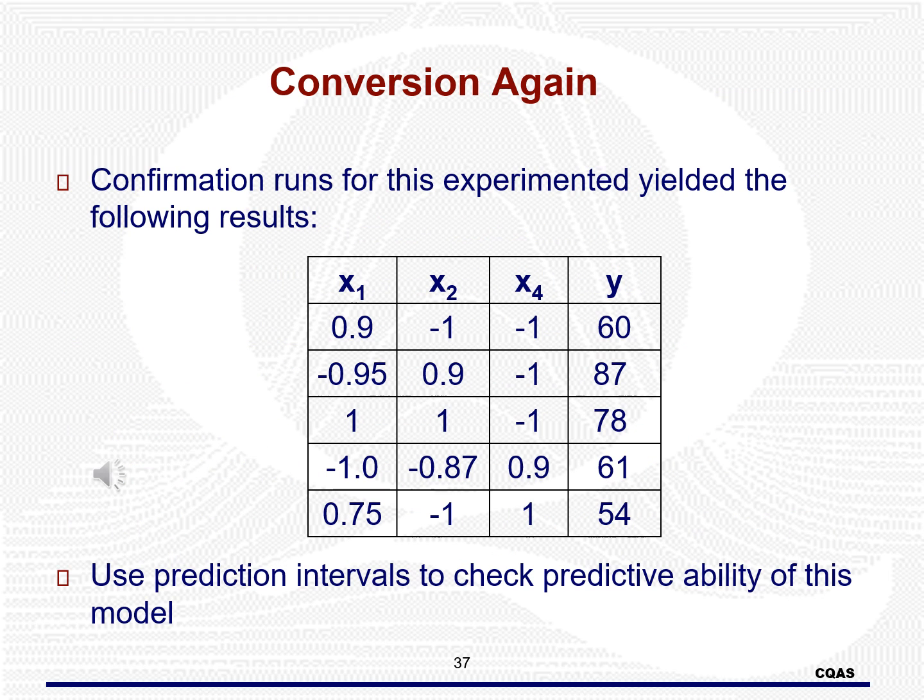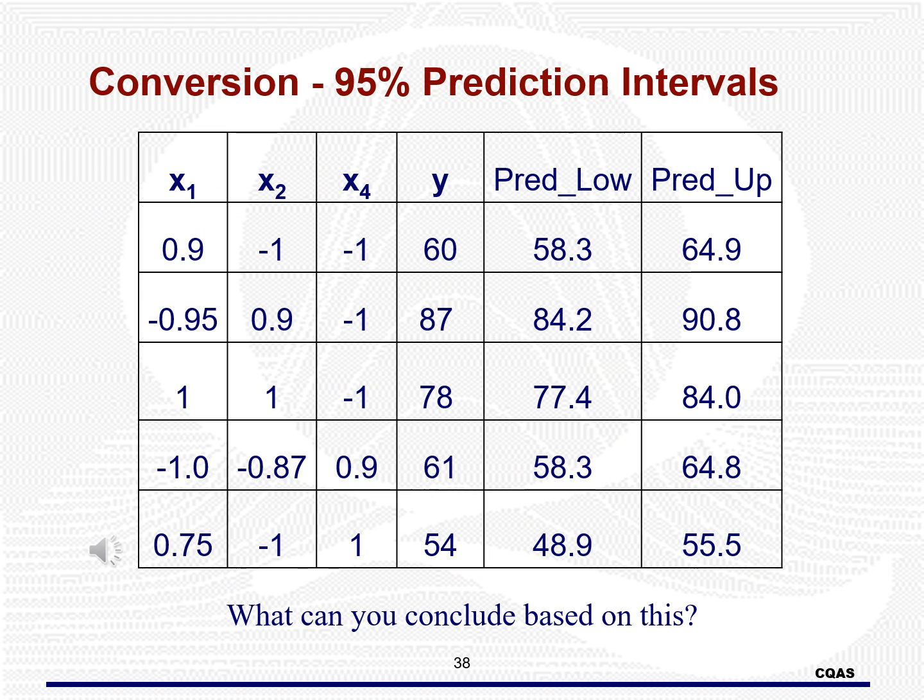Here is an example of this with the conversion example. Here are a set of x variables and new response values to test using prediction intervals. Based on the fact that all of the new observations fall inside of the prediction intervals for their corresponding x's, we would conclude that this model did an adequate job predicting future responses.